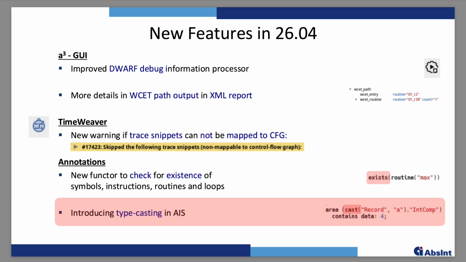Some of you requested a feature in the AIS annotation language to implement a typecast of objects in the binary. And we have now introduced that in the April release. Let me give you a demo.